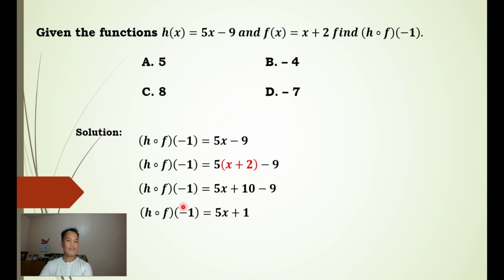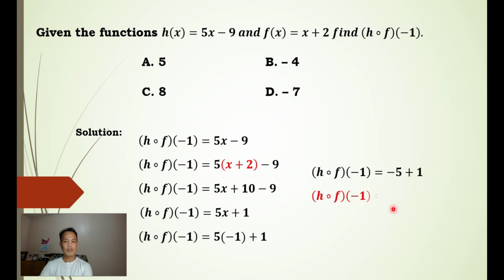And since we have the value of the domain which is negative 1, we will evaluate using negative 1 as the value of x. So this becomes 5 times, instead of writing x, we change that with negative 1, because negative 1 is our x there. So this becomes 5 times negative 1 is of course negative 5, then we copy plus 1. So the final answer is negative 4. So negative 5 plus 1 is negative 4. So therefore, our correct answer is letter B.